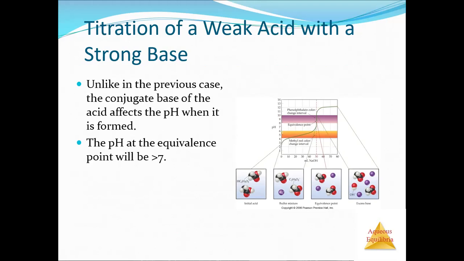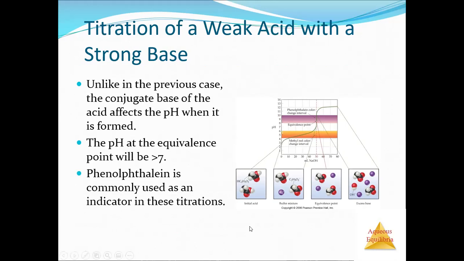So my pH is going up a little more rapidly, but again, once I reach the point where I've used up all my acid, it goes up very steeply. And then it levels off again. So up to now, the differences between the two are, for a weak acid, you start out at a higher pH. It has a buffering region.